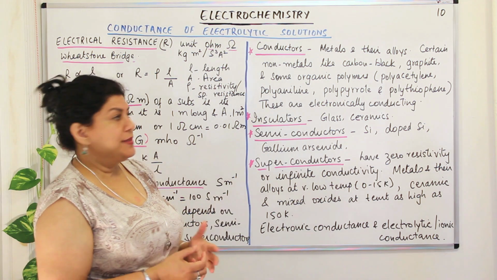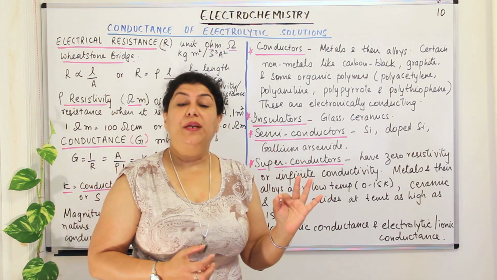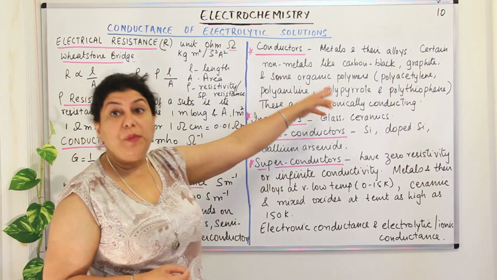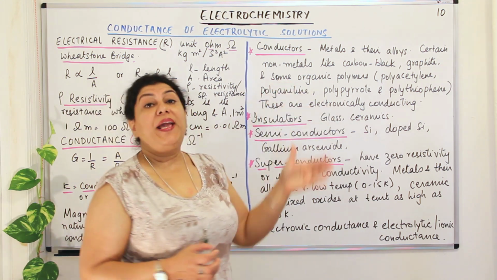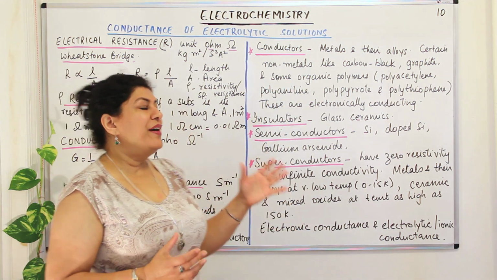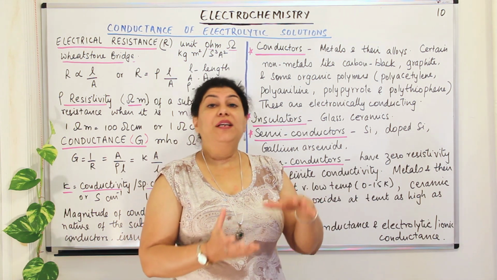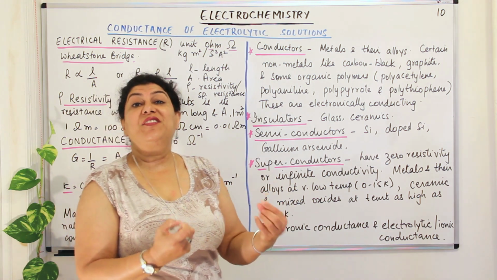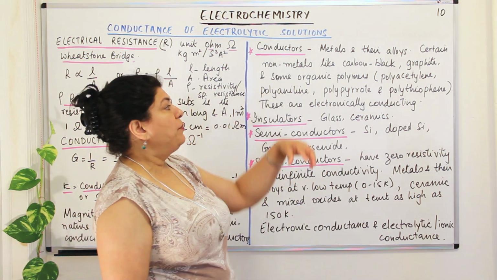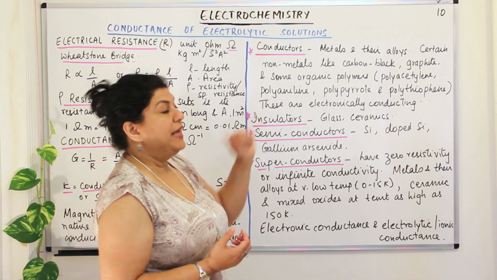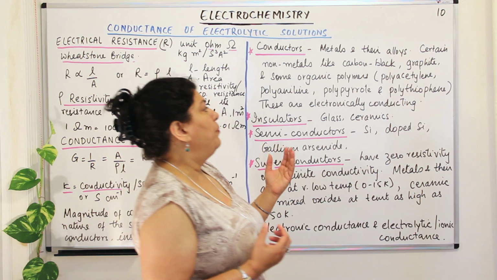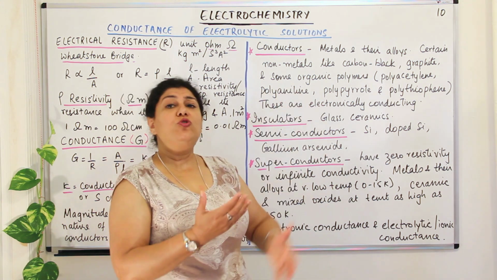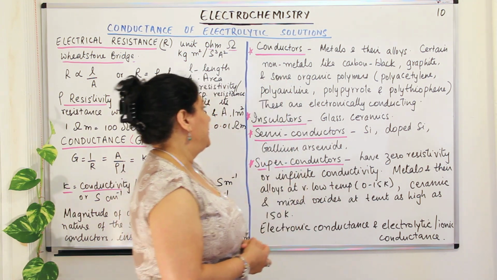Metals, let us take their examples. Metals and their alloys are very good conductors of electricity. There are certain non-metals also. For example, you have carbon black, you have graphite and some organic polymers. Carbon black and graphite were known earlier to be good conductors. But in a more recent discovery, it was found that certain polymers can also conduct electricity very well. These organic polymers like polyacetylene, polyaniline, polypyrrole and polythiophene act as good conductors of electricity. So they also come under the category of conductors.